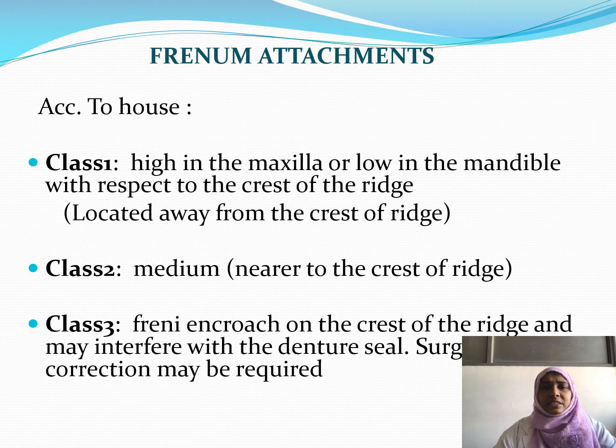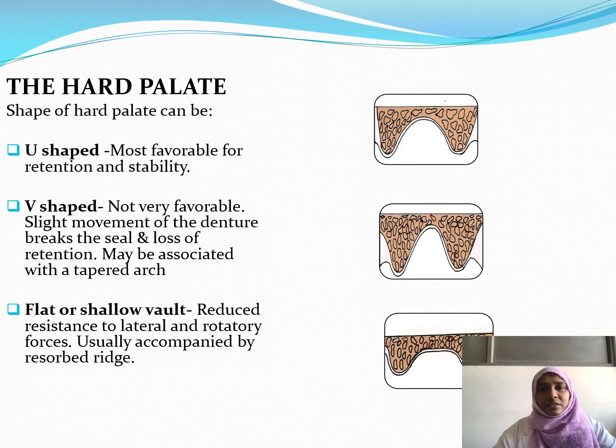Coming to the frenal attachment, according to House, class 1, it is high in the maxilla or low in the mandible with respect to the crest of the ridge, located away from the crest of the ridge. And class 2, it is medium, nearer to the crest of the ridge. And class 3, the frenum encroaches on the crest of the ridge and may interfere with the denture seal, and surgical correction of these frenal attachments may be required.